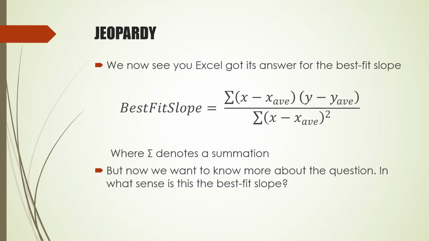Now we see how Excel got its answer for the best fit slope, what calculation it did. But now we want to understand better the question. In what sense is this the best fit slope? What does it mean by best?